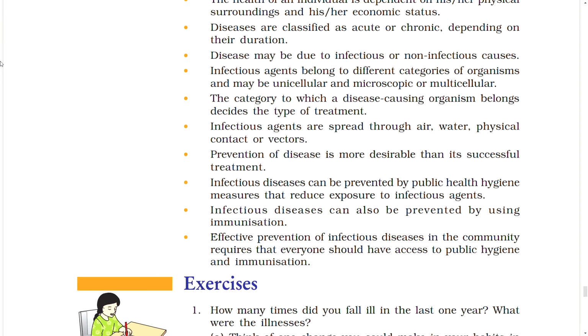Infectious diseases can be prevented by public health hygiene measures that reduce exposure to infectious agents. Infectious diseases can also be prevented by using immunization. Effective prevention of infectious diseases in the community requires that everyone should have access to public hygiene and immunizations.